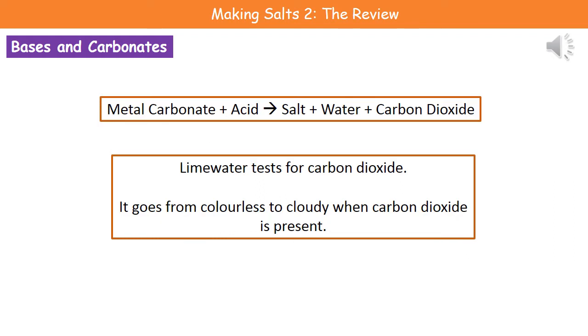The other metal compound we need to understand the reaction of with acids are the metal carbonates. Now these ones are slightly different to our other bases in the fact that when a metal carbonate reacts with acid, we make three things. We make our salt and water still, but we also make carbon dioxide. And if you remember, anytime we want to test to see if a gas is carbon dioxide, we'll use lime water, and lime water goes from colourless to cloudy when the carbon dioxide is present. And remember the importance of that phrase colourless as opposed to anything else.